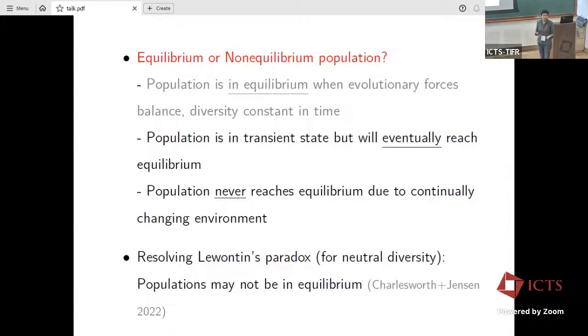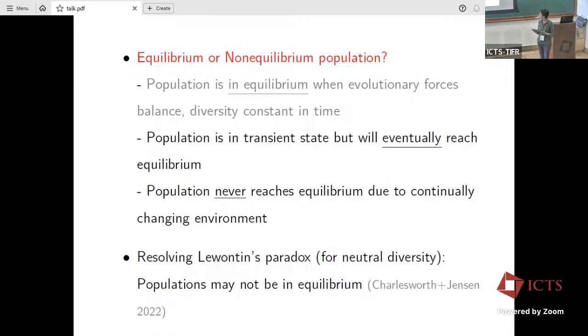However, there are other situations in which the population may reach equilibrium after some time, but there's a transient. Initially, diversity is changing with time. So in that case, if you're interested in transient times, in the initial times, at that time, the population is not in equilibrium. So that's one kind of general problem that I'm interested in. So I want to understand how diversity changes with time.